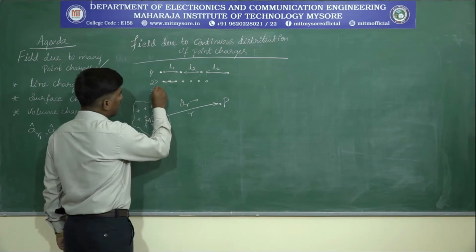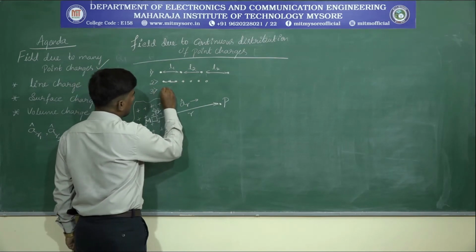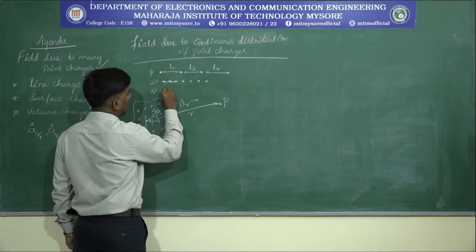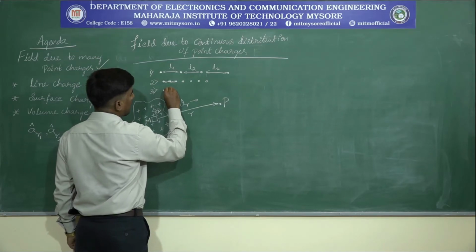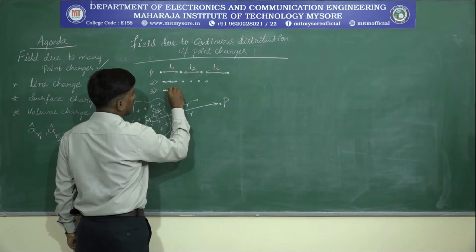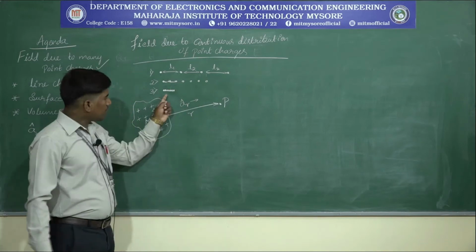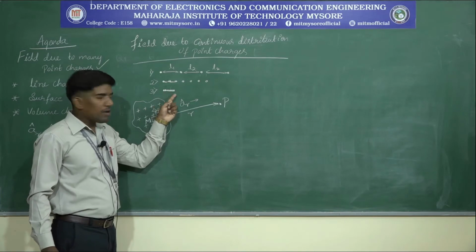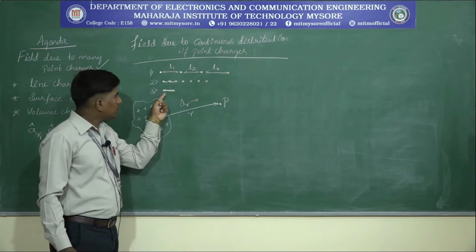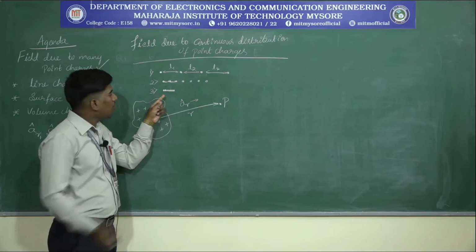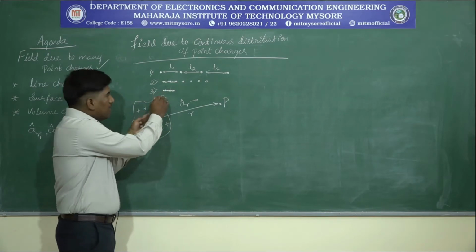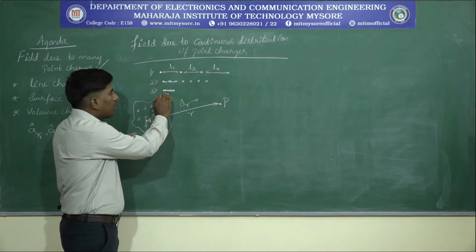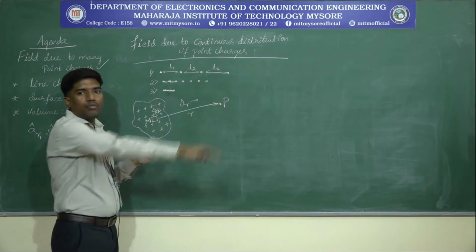Then coming to the third one, this is the point charge, and again one more point charge, which are arranged in linear fashion. Now in this particular arrangement, are you able to identify the distance between two point charges? No, the distance between two point charges is almost zero. Hence, this kind of arrangement is called continuous distribution of point charges.